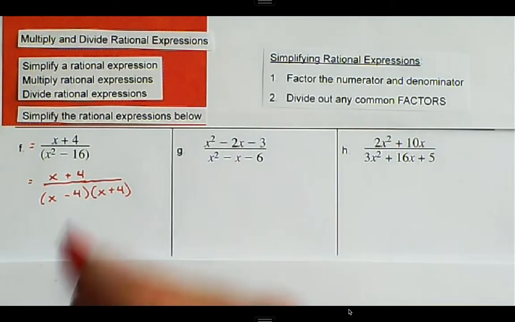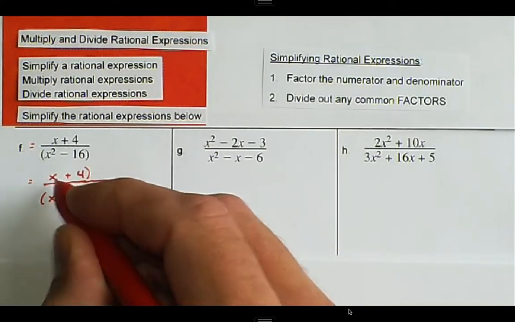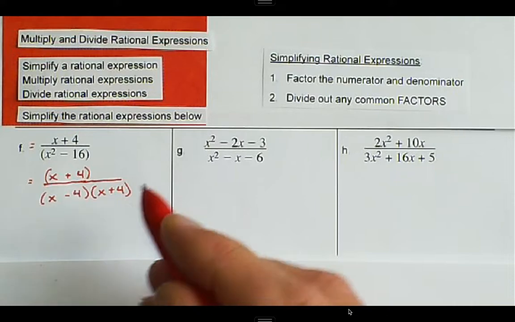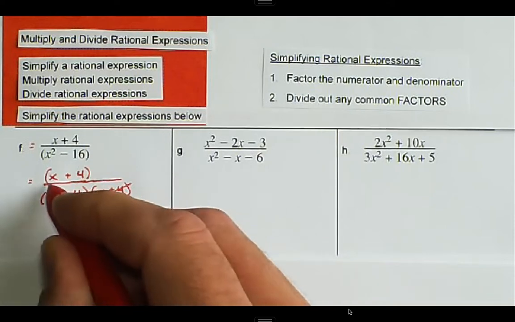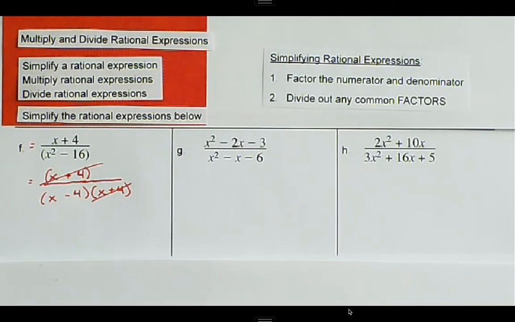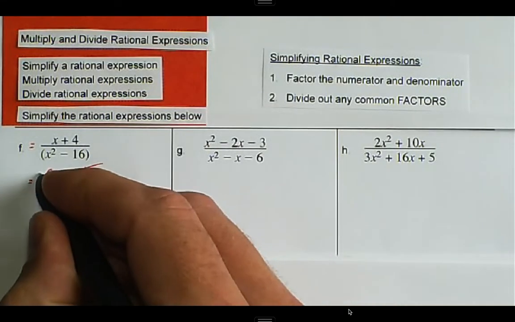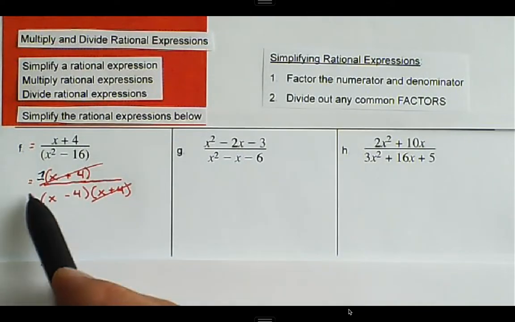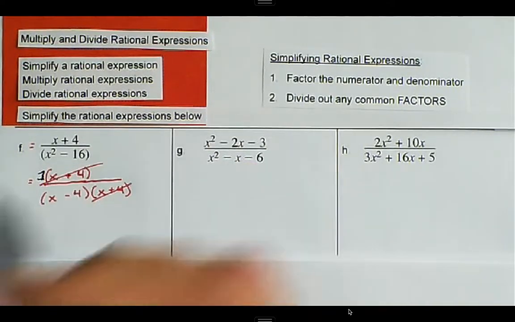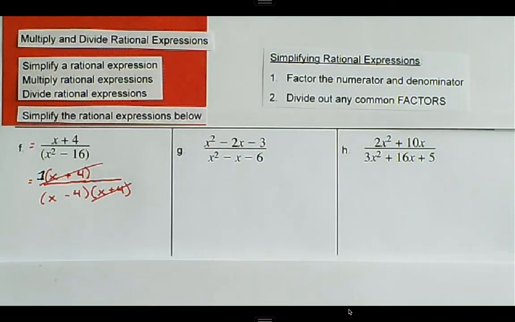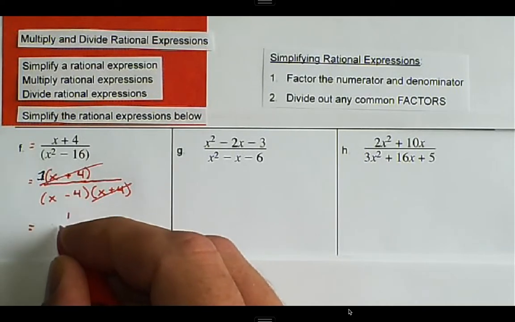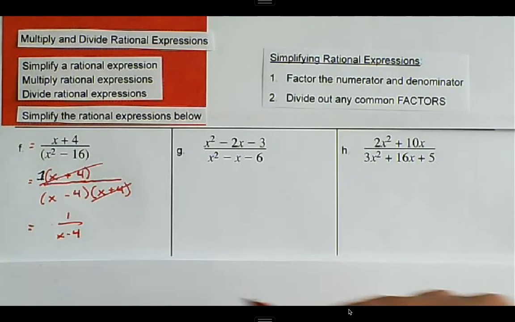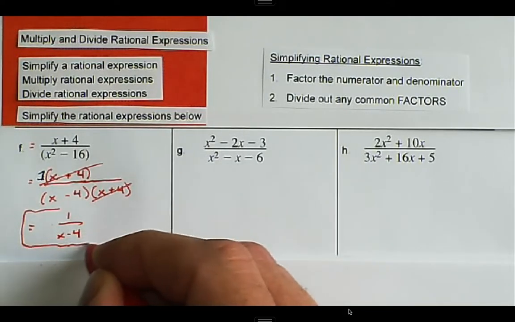And now we have all factors joined by multiplication or division. So now we can cancel, we can divide out common factors. So we have an x plus 4 in the denominator, and we have an x plus 4 in the numerator. Now, it kind of looks like there's nothing there, but really there's a 1 understood here because this is 1 times x plus 4. So when we cancel that out and there doesn't look like there's anything left in the numerator, there's actually going to be a 1 left there. So this will be 1 over x minus 4 as the final, most simplified version.